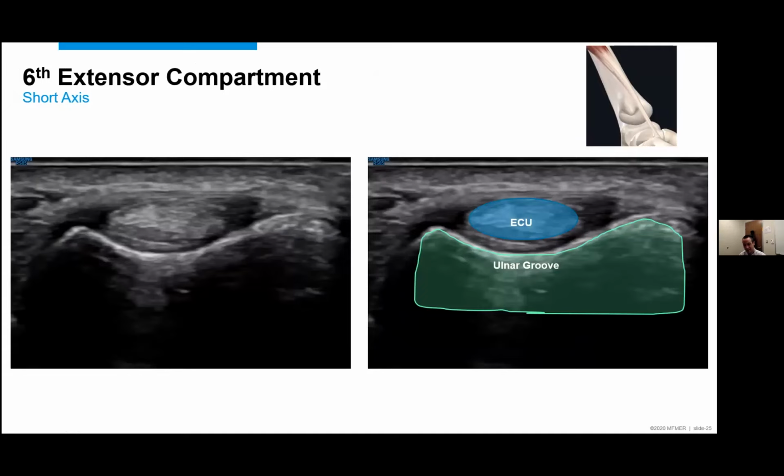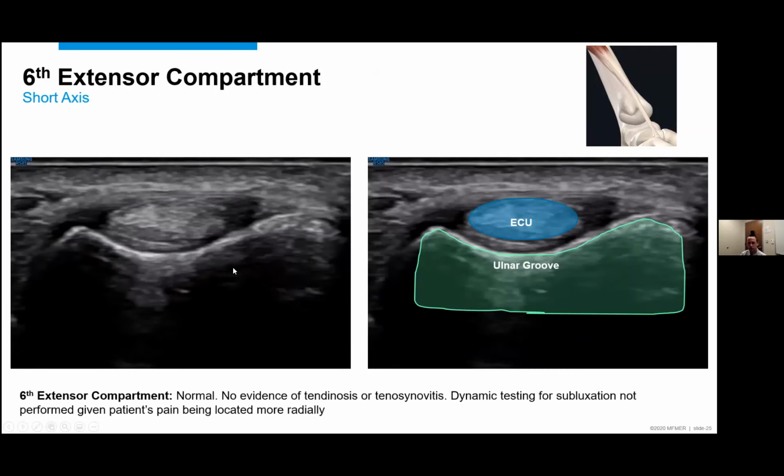And the last extensor compartment is the sixth, the ECU. So this is one of the caveats to the typical wrist pronated or wrist in a neutral position. Oftentimes it's easier to get that pretty picture when you get the wrist in more of a neutral position with their elbow flexed, so you can get good access to it. Identifying it in the ulnar groove, you can see the supratendinous portion of the sheath as well as the infratendinous portion. You can do plenty of other things here like dynamic scanning, etc.